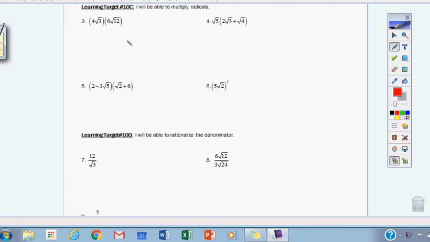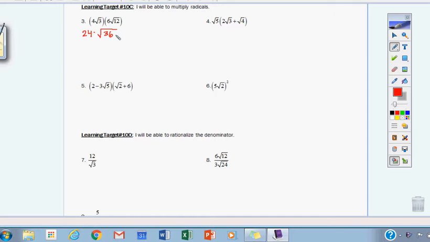Basically what I'm going to say on these is that when you multiply, remember outside with outside, inside with inside. So here we go. The 4 times the 6 makes it 24. Literally 4 times the 6, they're both outside numbers, makes it 24. Then we multiply that by the square root of whatever 3 times 12 is. Well, 3 times 12 comes out to be 36.